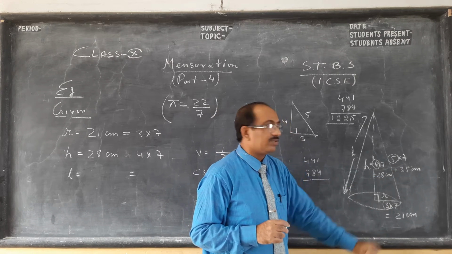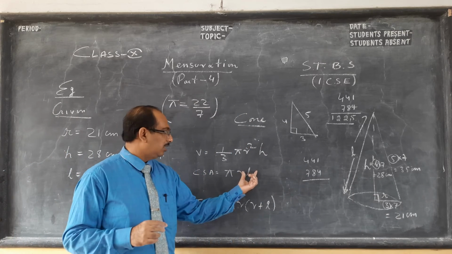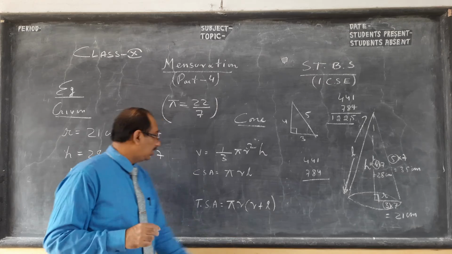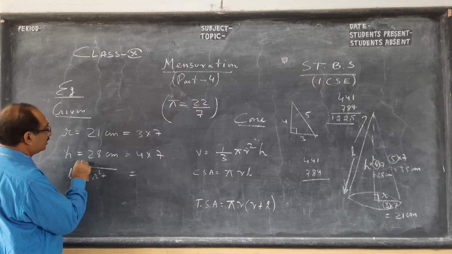So this will be 5 7s are 35. But you have to find it out, children, because to find this curved surface area and total surface area, we need l. l is root over r square plus h square.